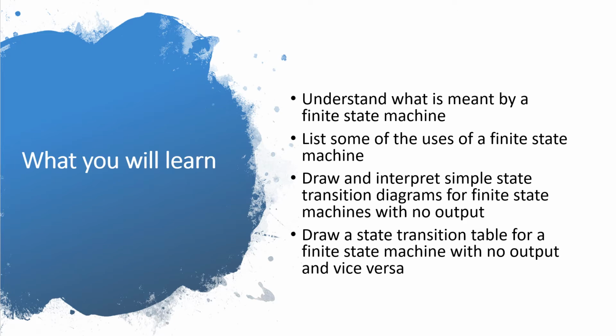And you're also going to need to be able to draw a state transition table, and that is essentially the machine in a tabular format. And we're also going to look at machines with input and without input as well.